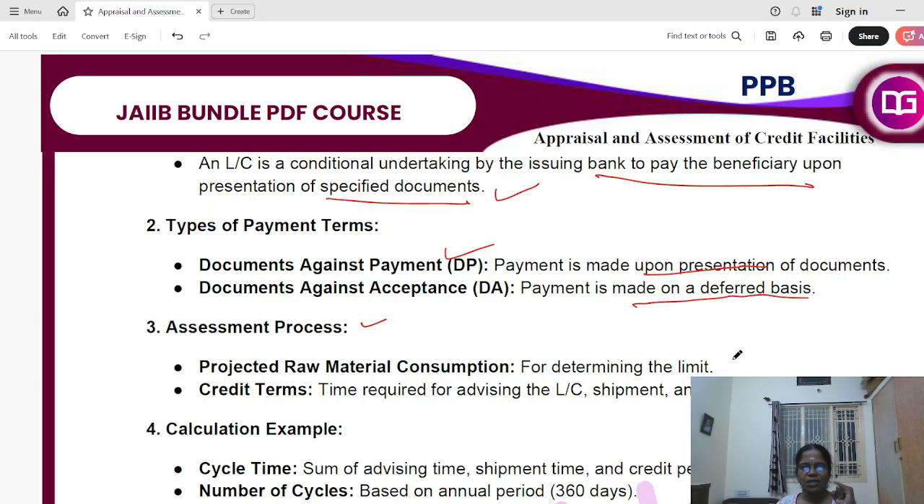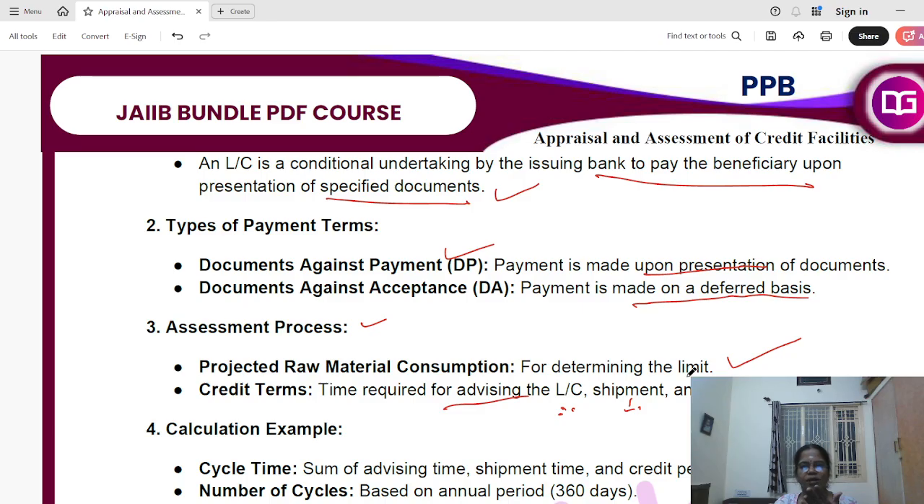Assessment process: projected raw material consumption for determining the limit. To determine their limit, how their future raw material consumption will be. Credit terms: time required for advising the letter of credit, shipment and credit period. With the letter of credit, the customer will repay your loan amount within these 3 months, meaning the import duty or export duty, and the banker gives the guarantee to the customer.